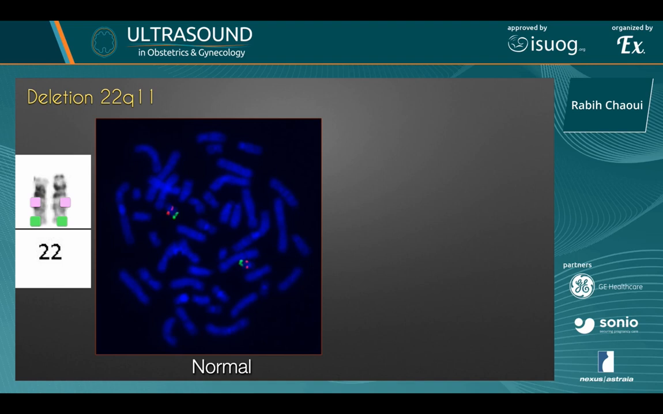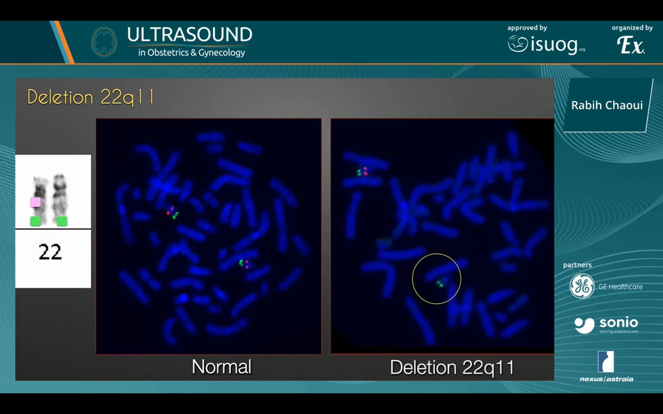This is a normal fetus, and this is from a fetus with deletion. You see, on one of the chromosomes there is missing information, and this is how it's detected. So if you see a problem and you want this microdeletion to be detected, you need to ask the geneticist to use the probe, especially for this condition.